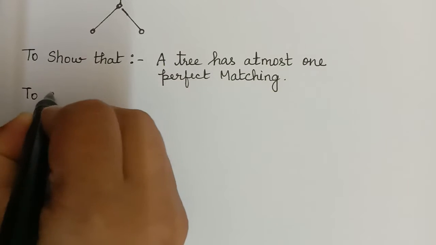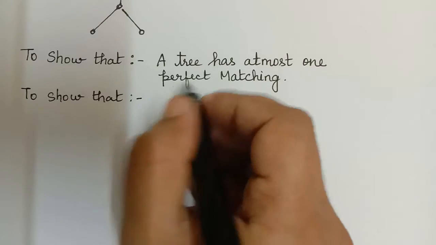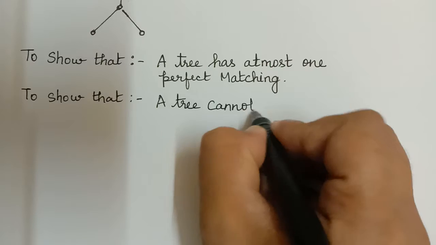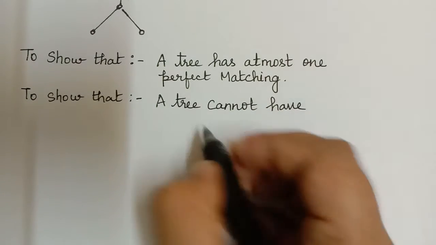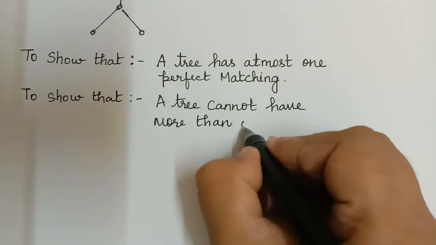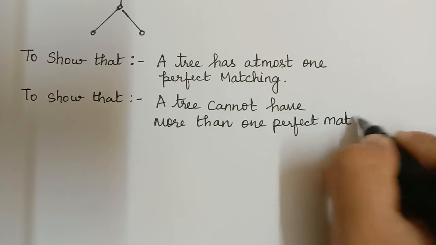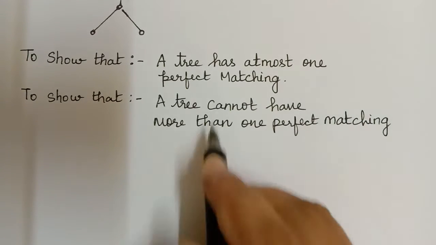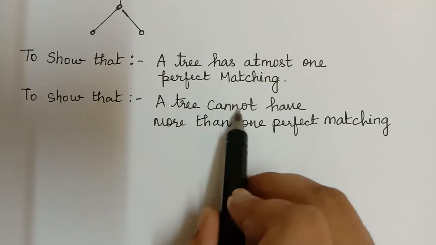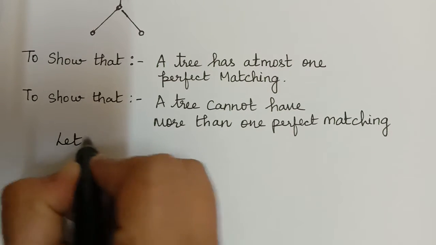That is to show that a tree cannot have more than one perfect matching. So in order to show that a tree has at most one perfect matching, we have to show that a tree cannot have more than one perfect matching. So let us assume the contradiction.